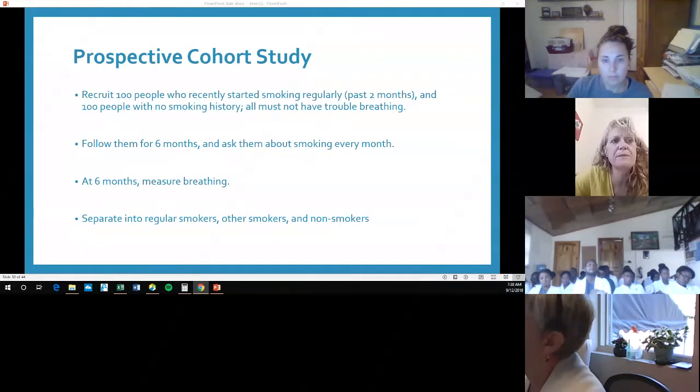We can recruit 100 people who recently started smoking, say in the past 2 months, and 100 people with no smoking history.